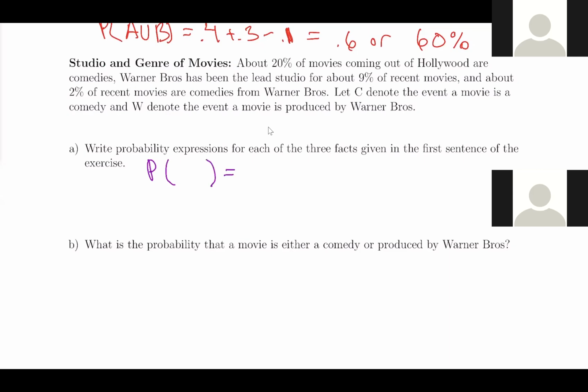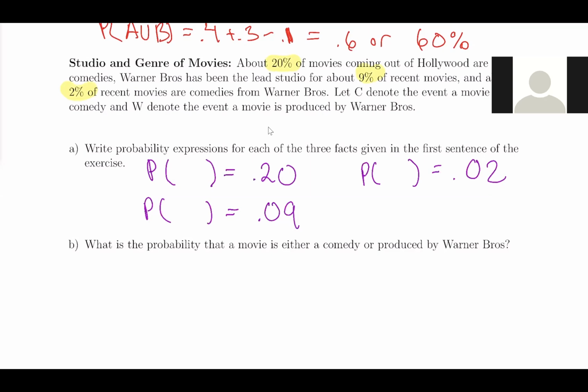So we get 0.20, 0.09, and then we get 0.02. Those are the three facts that they give me. What we want to do is use the proper notation to label them, to say what the 20% is, what the 9% is, what the 2% is, and what each represents in the problem. So let's first do 20%.